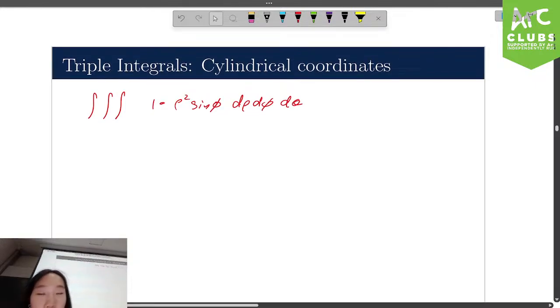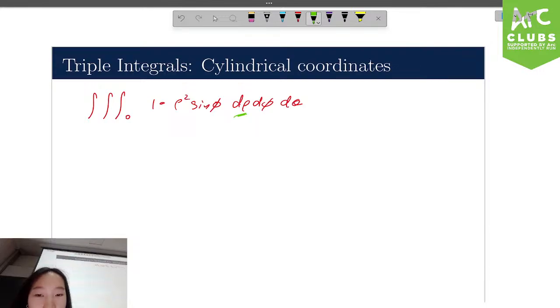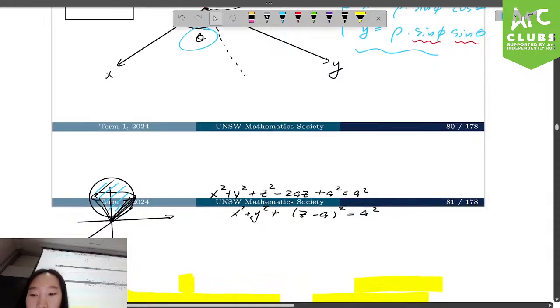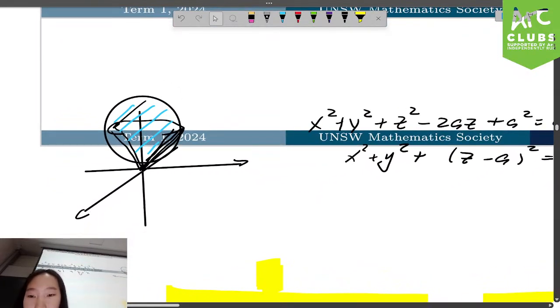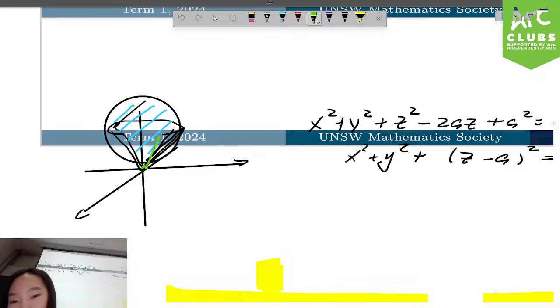And also, we have to determine the bounds for rho, phi, and theta. How do we define that? We'll look at our graph. Rho always starts from the origin and goes all the way to here. So this is our rho. So how can we find the bound for rho? Linking it here, this part.